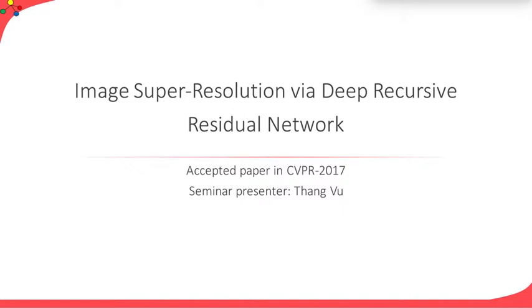Hi everybody, today I will present the paper Image Super Resolution via Deep Recursive Residual Network. This paper is accepted in CVPR 2017.